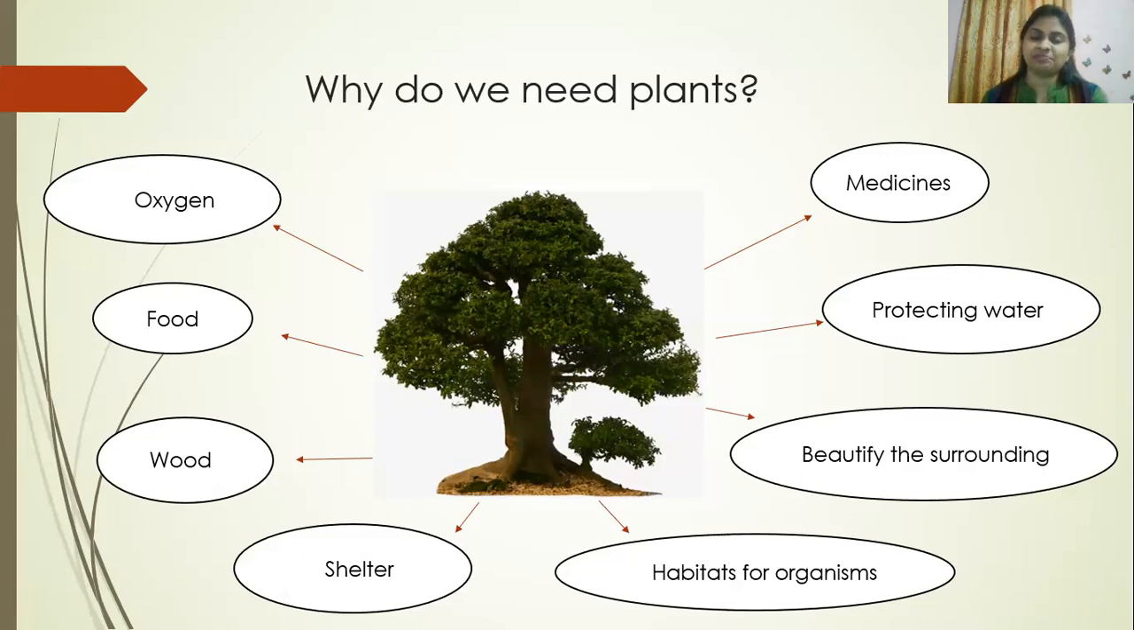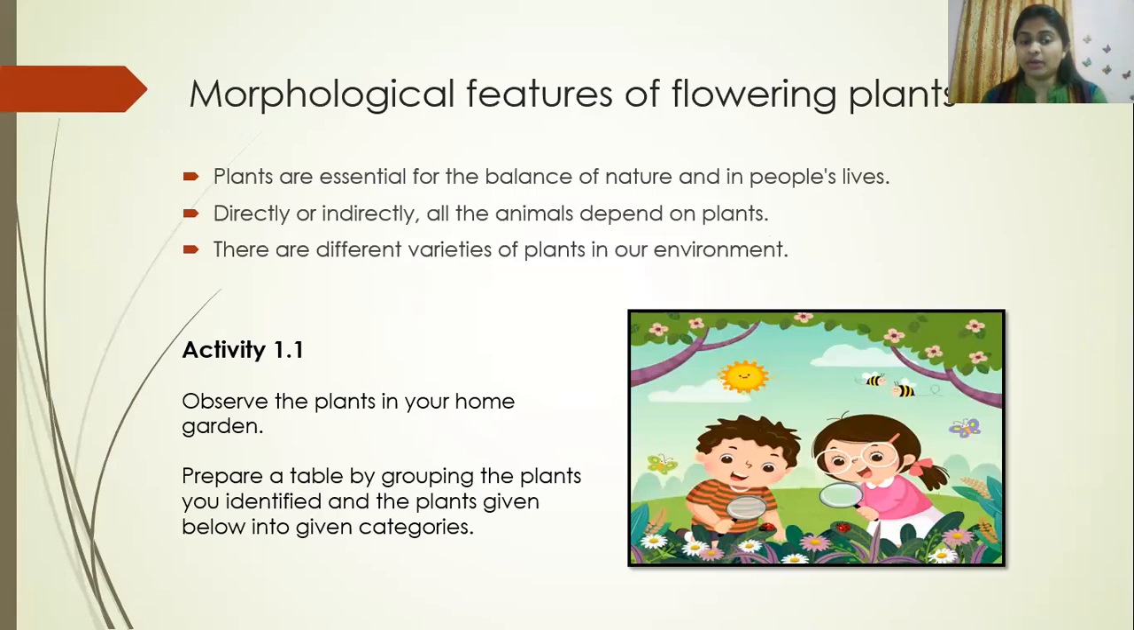These are the uses. Then I asked you to do activity 1.1. Please observe your home garden and find the plants found there and classify them as flowering plants and non-flowering plants. We call it morphological features, features we found from the outside. We are learning about roots, leaves, flowers, stems, seeds, right? We'll learn about the other features too. Today we learned about roots, the other features from the next video. Please do this activity freely at home. You will find a lot of plants you have not even seen.